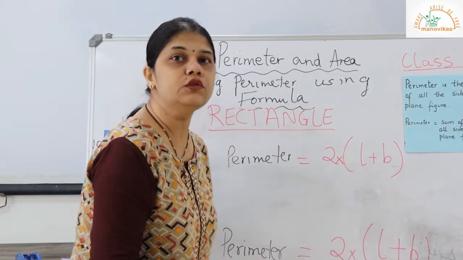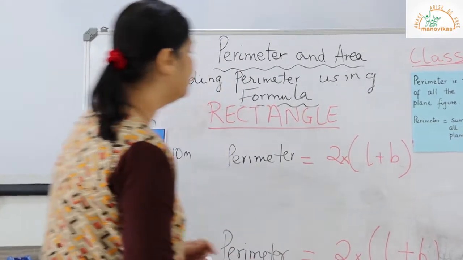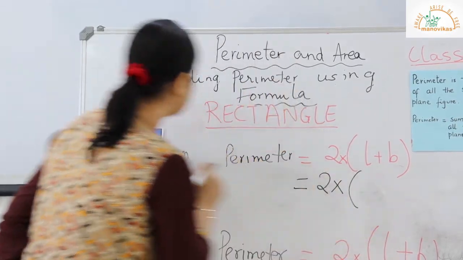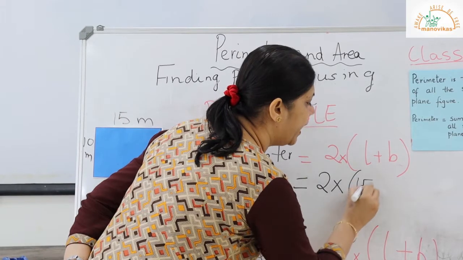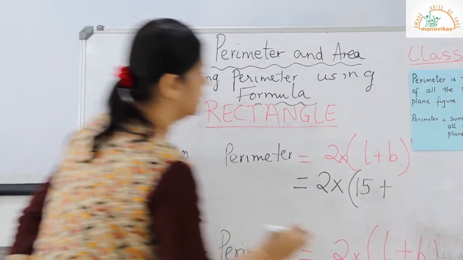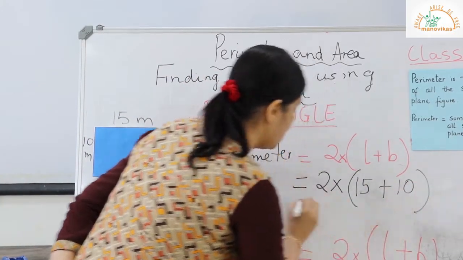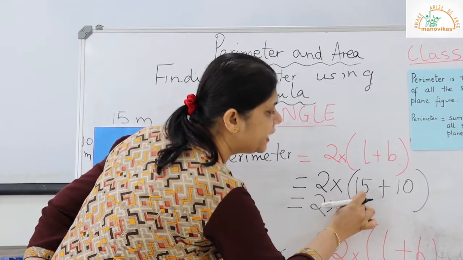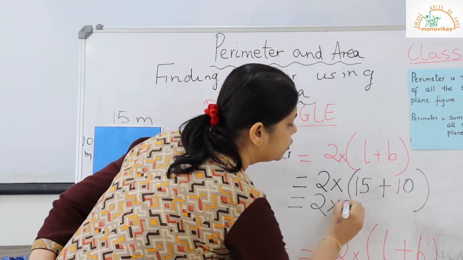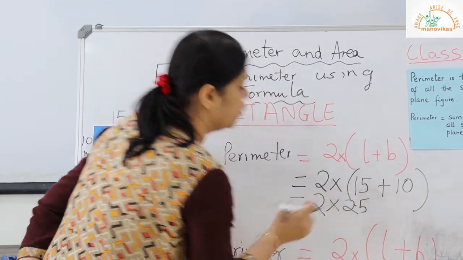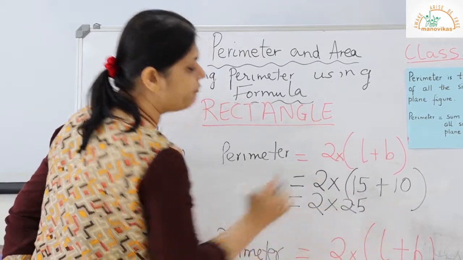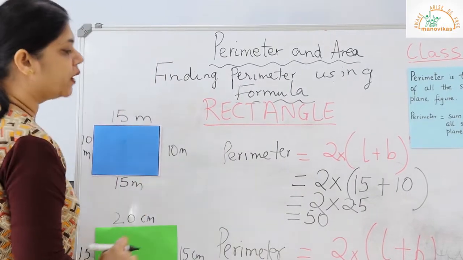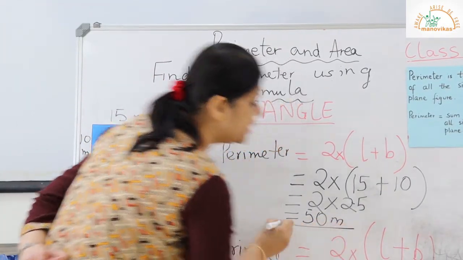I will show you how to solve using this formula. Now, you will first write this 2 multiplied by, what is the length given? 15, right? And what is the breadth given here? 10. So, now what you will do is 2 multiplied by, add this, 15 plus 10 is how much, children? 25, right? So, 2 multiplied by 25 is how much? 50. And what are the units you are going to write? Meters.